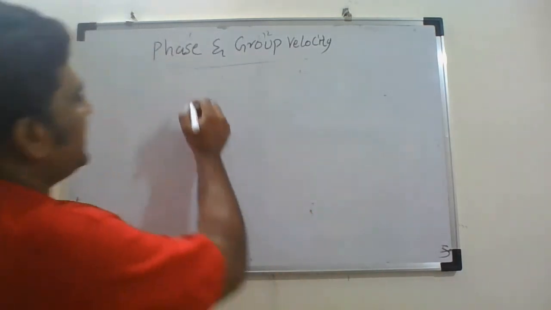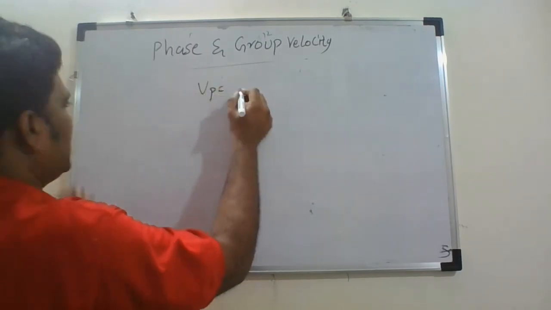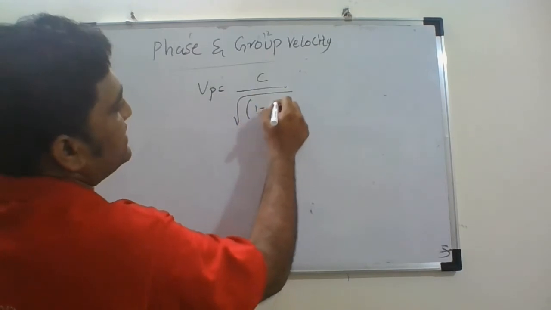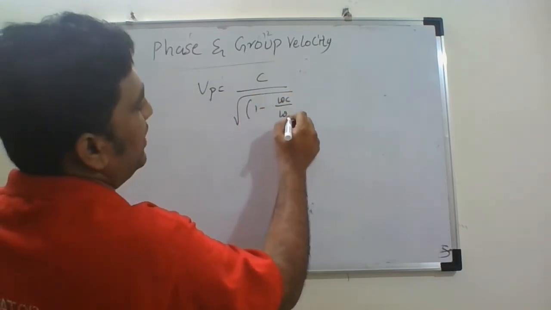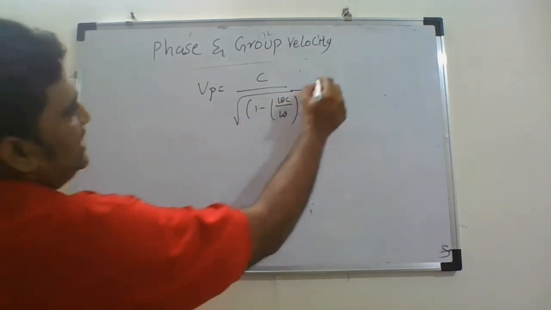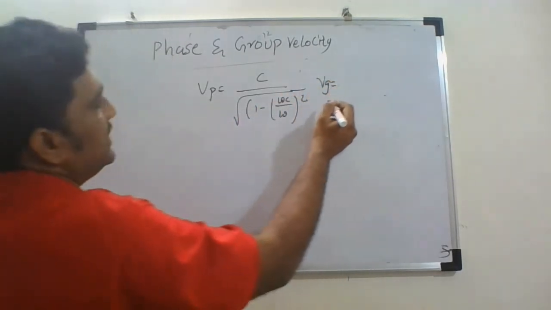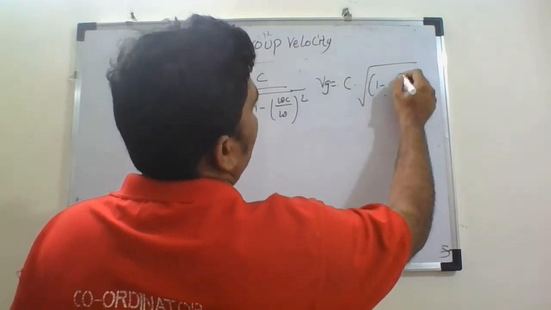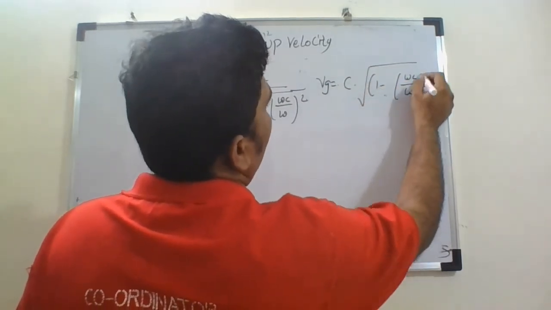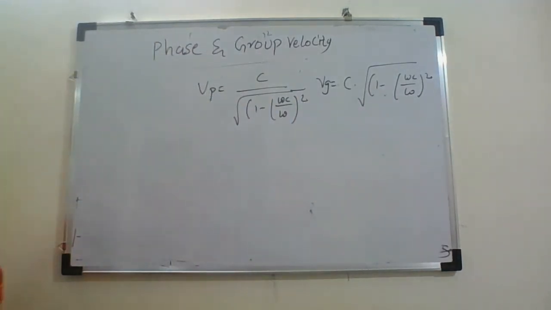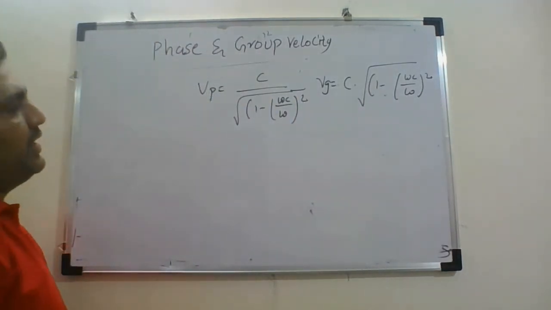Now we got the expressions: Vp is equal to c by root of 1 minus (omega c by omega) whole square, and Vg, the group velocity, is equal to c into root of 1 minus (omega c by omega) whole square, isn't it? So these are the two expressions that I got.